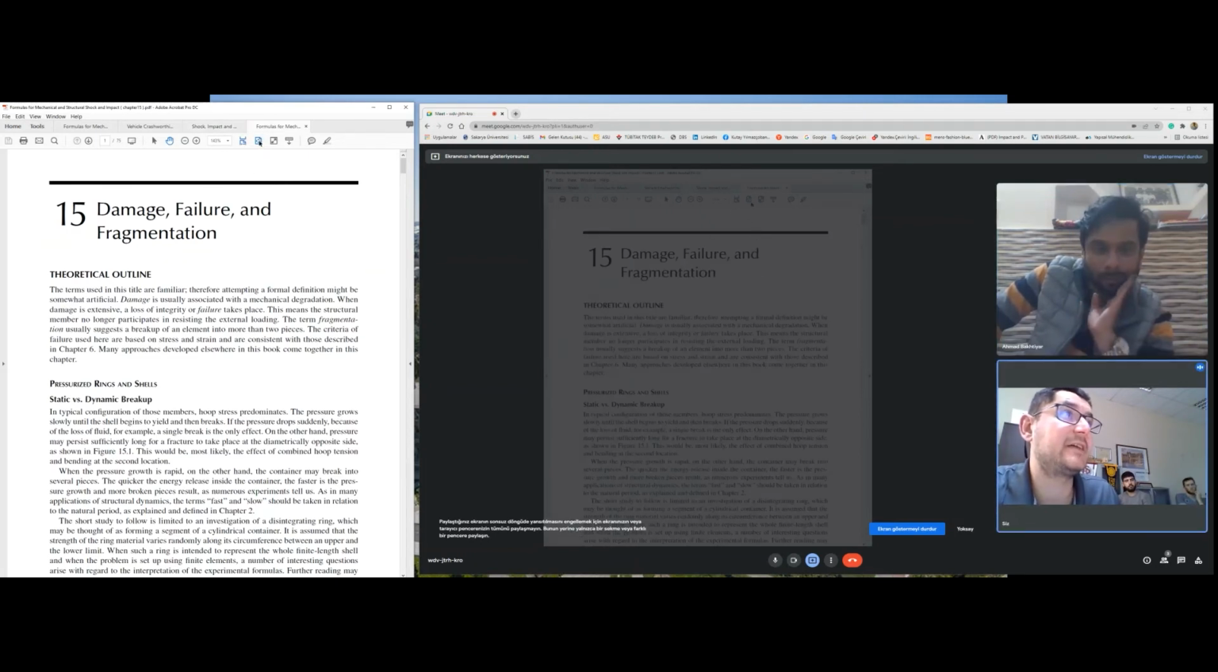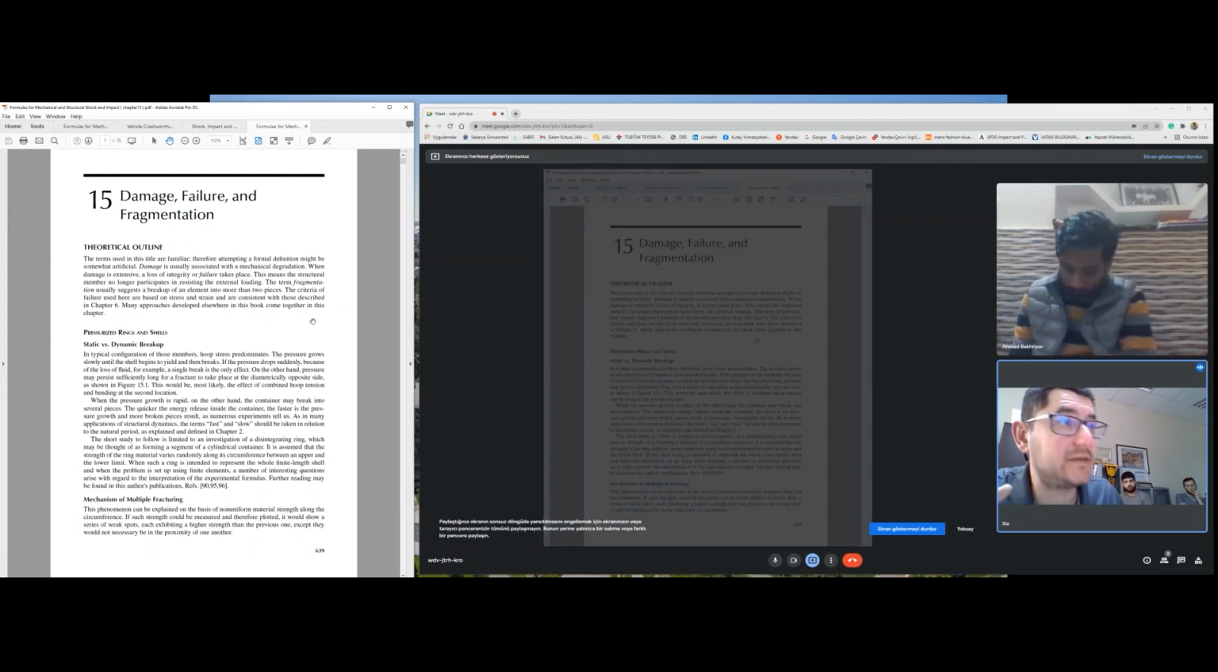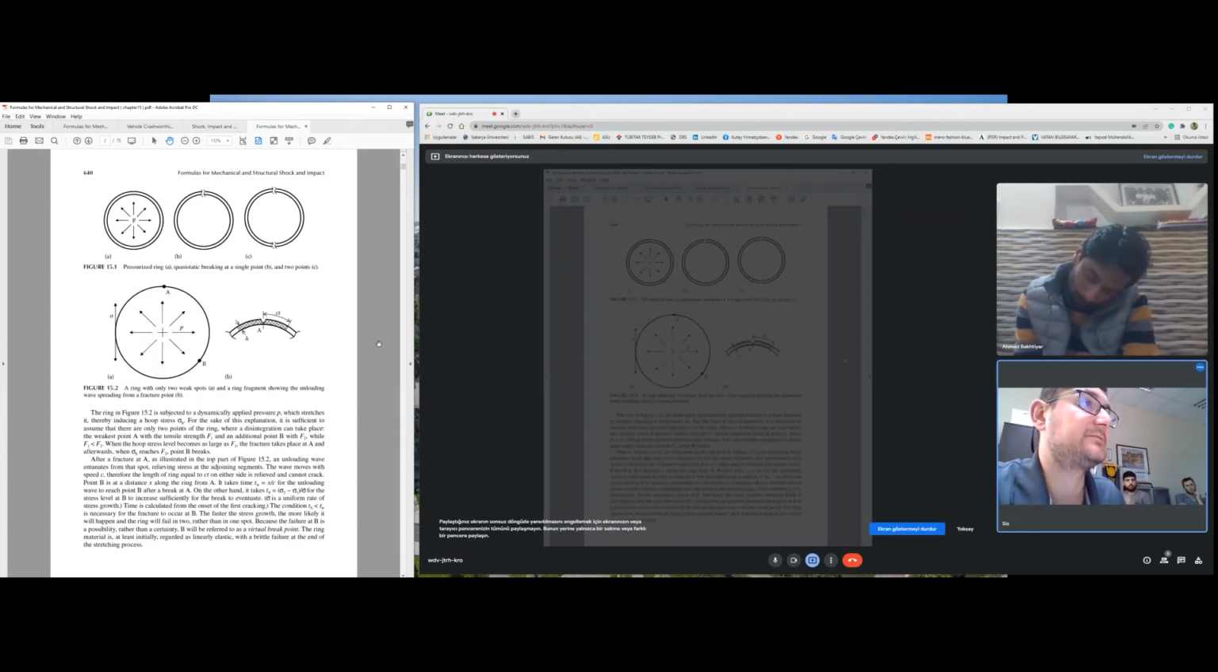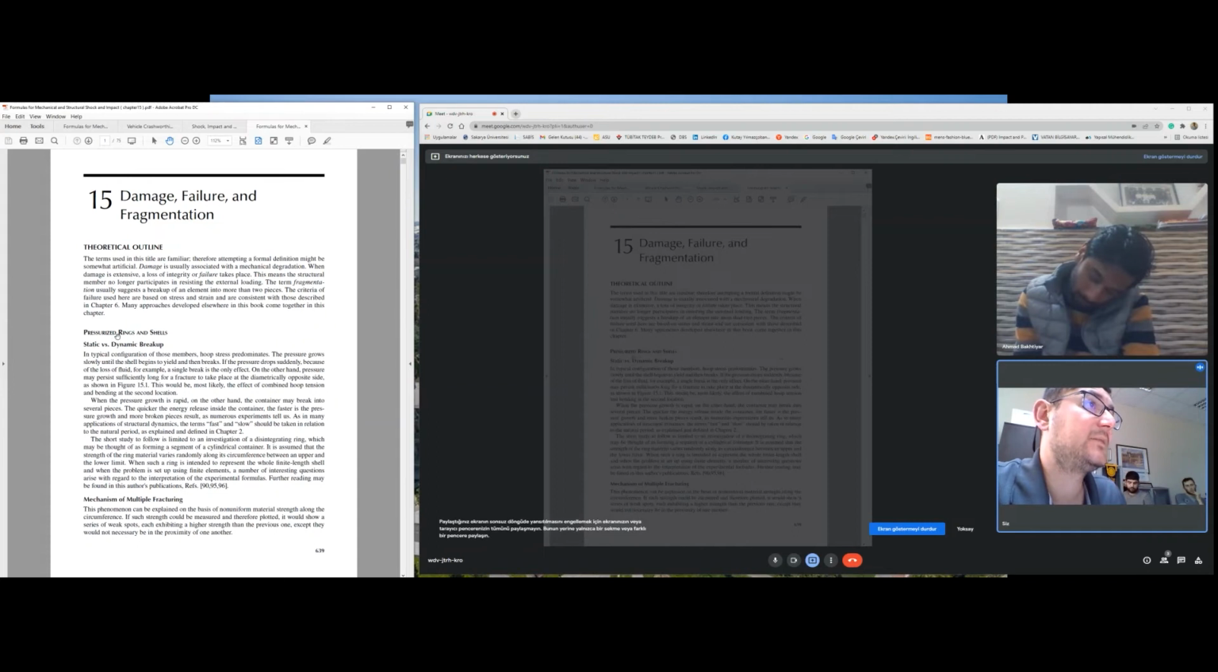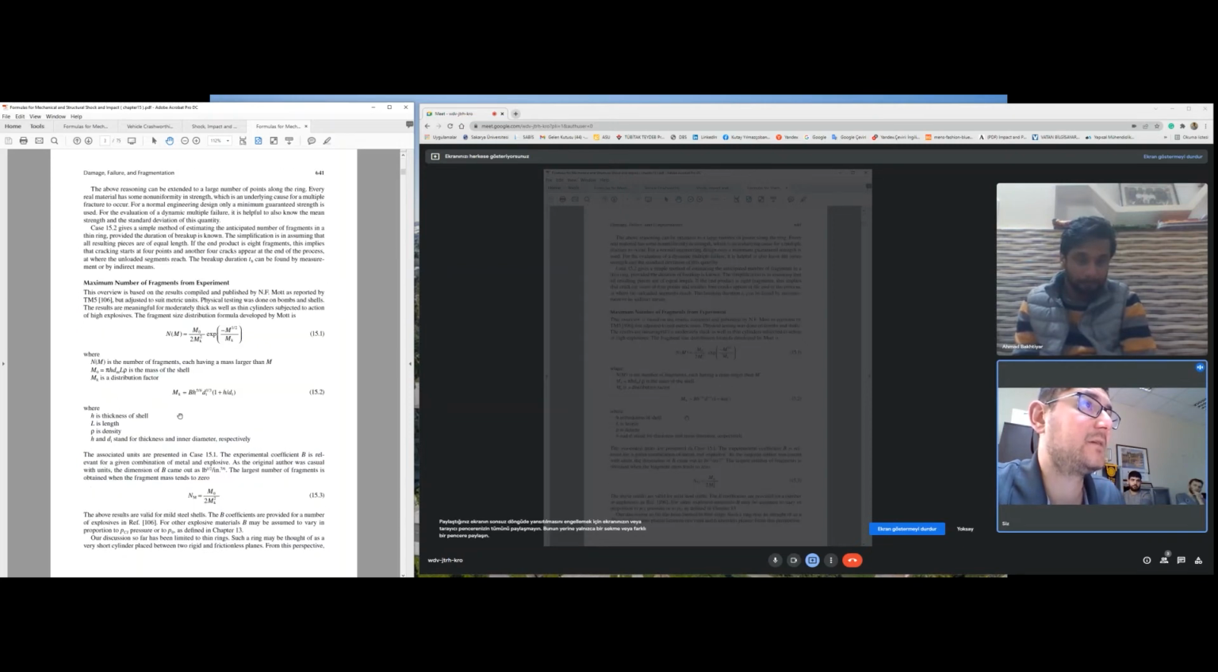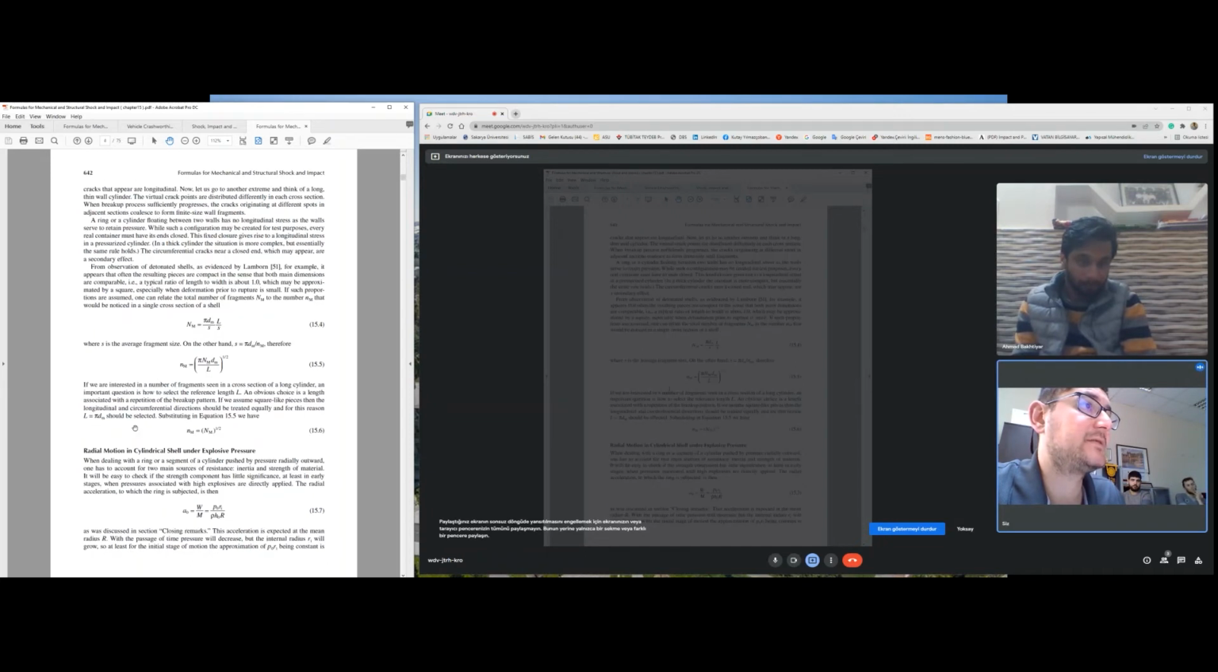Damage, failure, and fragmentation. This one is talking about the shear, deformation, damage. It means extra large deformation. Pressurized rings and shells, static versus dynamic breakup. It is talking about the maximum number of fragments from experiment.